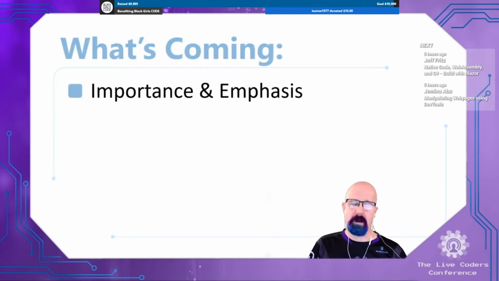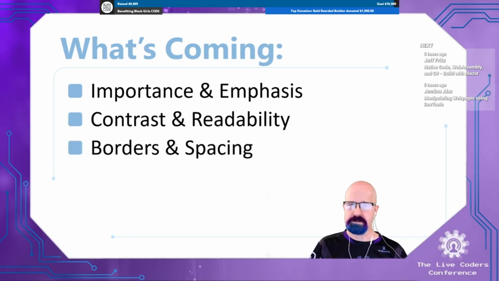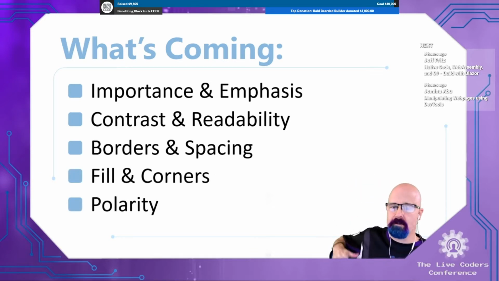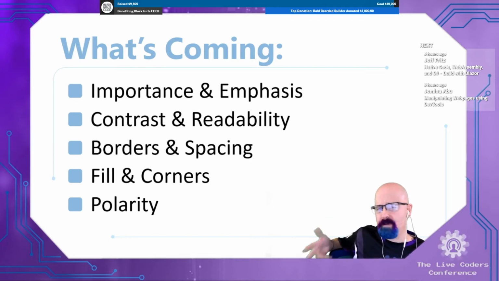Here's what we're going to talk about: importance and emphasis, contrast and readability, borders and spacing, fill and corners, and polarity as well. Polarity is which theme is better, light theme or dark theme.